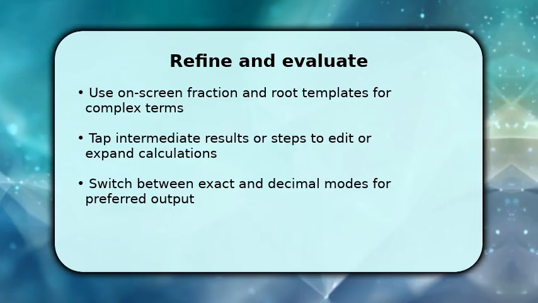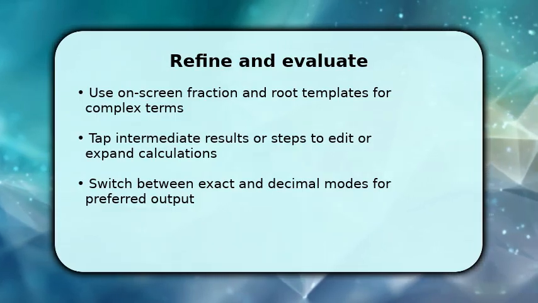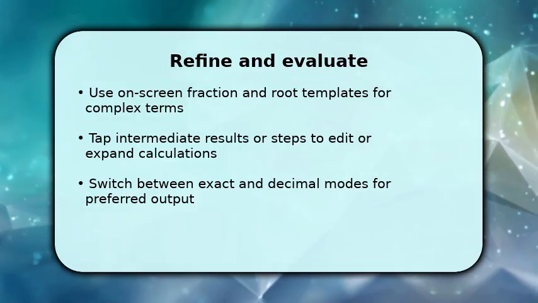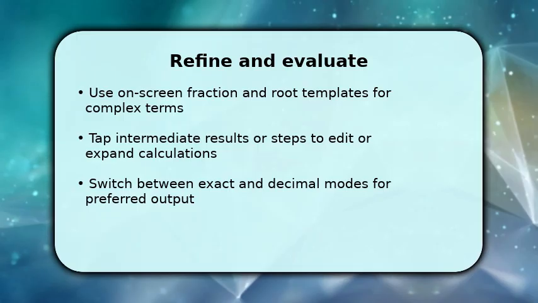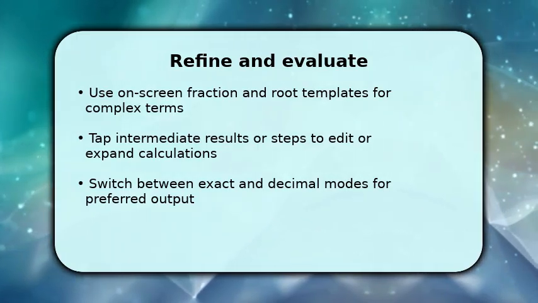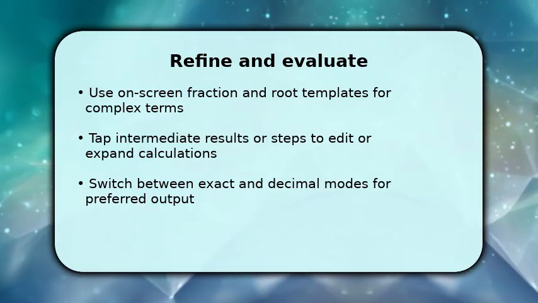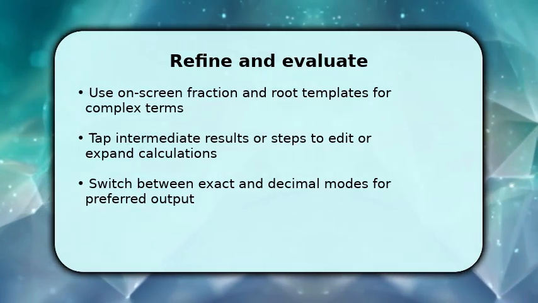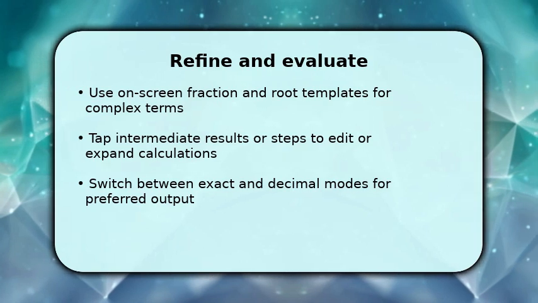Once your expression is visible, evaluate to see intermediate formatting. You can tap any intermediate result to edit or expand it without retyping. If you need a numeric value, switch from exact to decimal mode. Conversely, return to exact to preserve symbolic terms. This saves time and keeps arithmetic transparent, enabling you to verify each step before moving on.